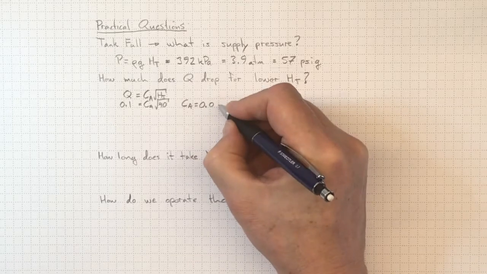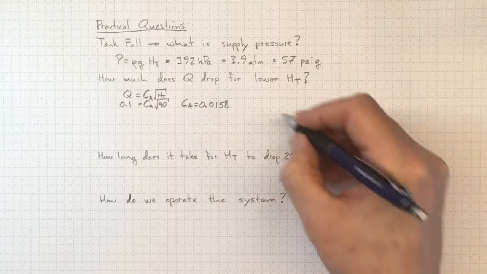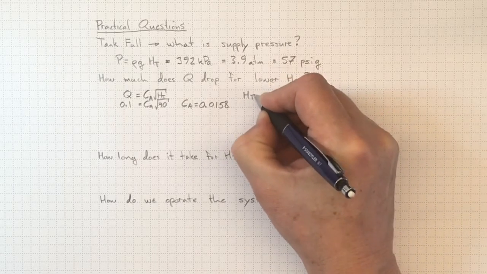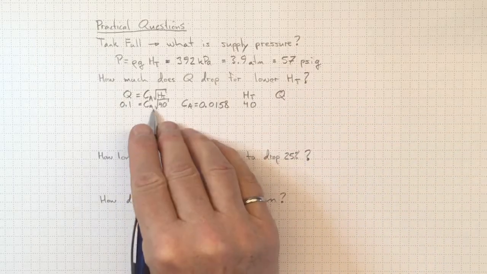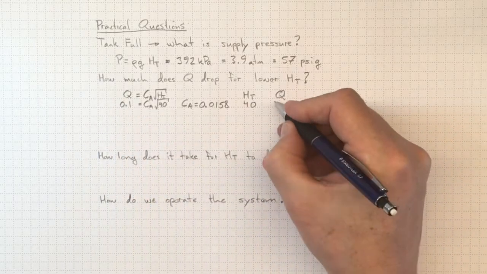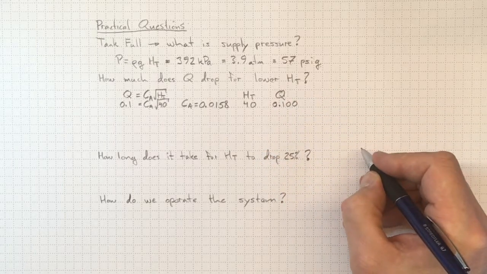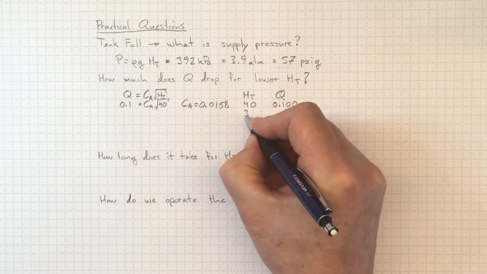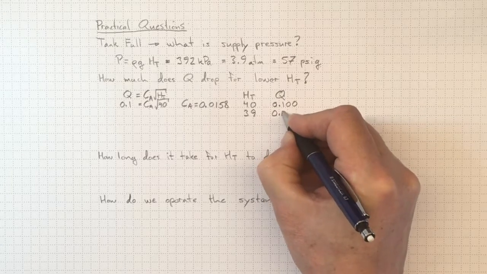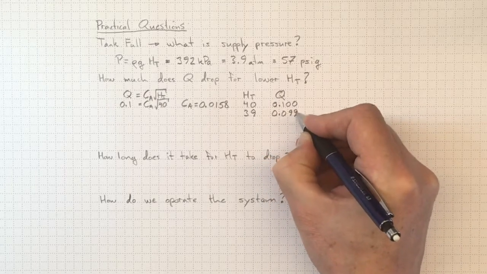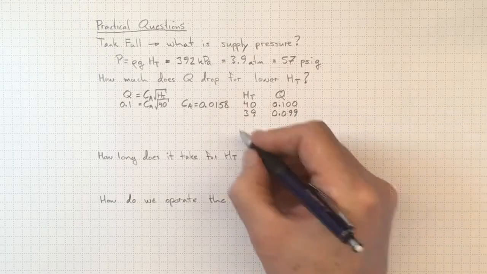And plugging in some numbers, I get 0.0158. So we can then ask ourselves, if we have our water tank height at 40 meters, what is Q going to be? Well, if I put CA in there and do the calculation, unsurprisingly, but as a good check, I get 0.100 out of my equation. If I go to 39 meters, so the tank is down a little bit, I'll get 0.099. So almost full design flow.